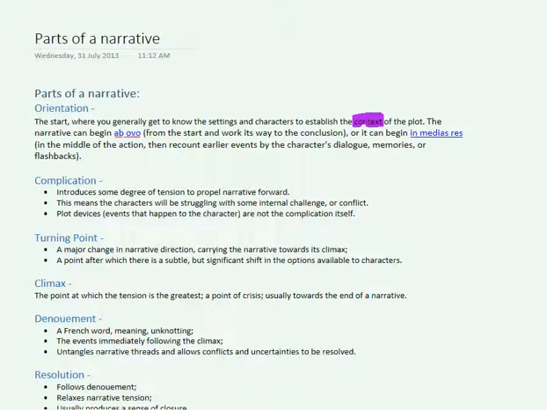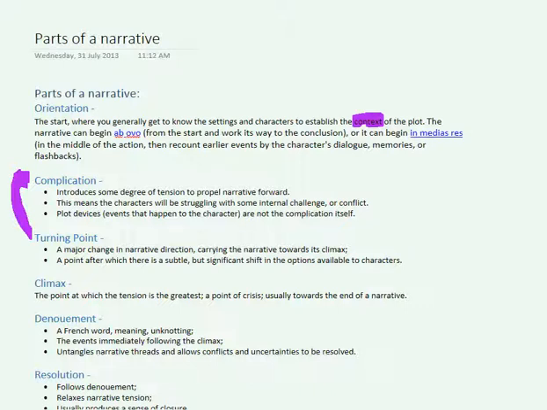Complication is what comes next, and this is kind of tied together with the turning point. These are two very similar aspects. In fact, complications are often turning points, and turning points are minor complications or further complications, so they're related. Now, a complication introduces some degree of tension, narrative tension or dramatic tension, to propel the narrative forwards, because, as I've mentioned before, if there is no narrative tension, the story doesn't go forwards.